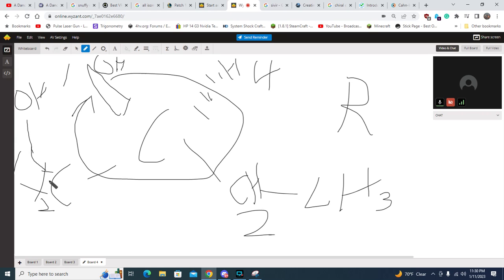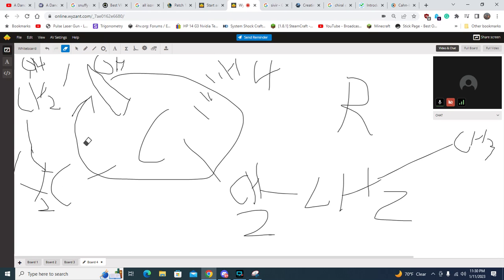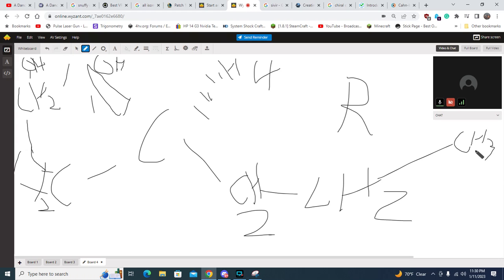Oh wait, I need to add another carbon. This is bonded to a CH. This is a CH2. This is also a CH2. And now it's a CH3. And this is a CH2, and that's bonded to an OH, finally. Well, the carbons are the same. They're both CH2. This carbon's the same. It's also a CH2. This carbon has an OH. This carbon has an OH. This carbon has a CH3. So this one's higher priority now.